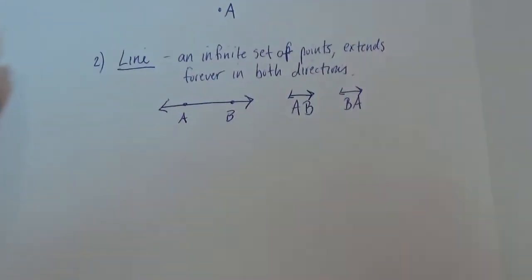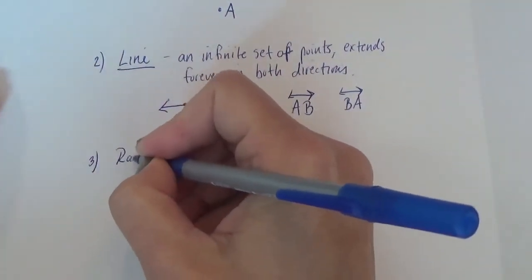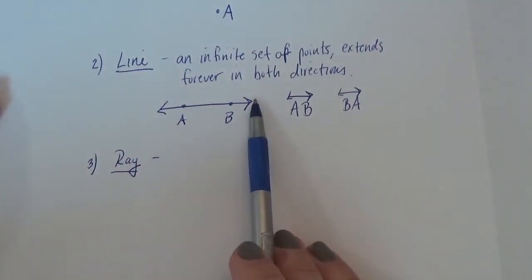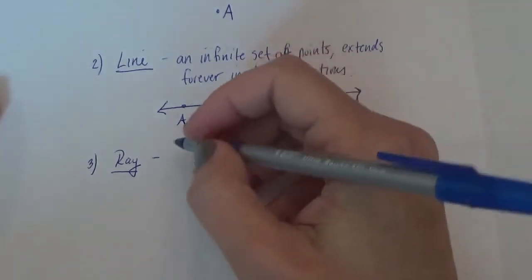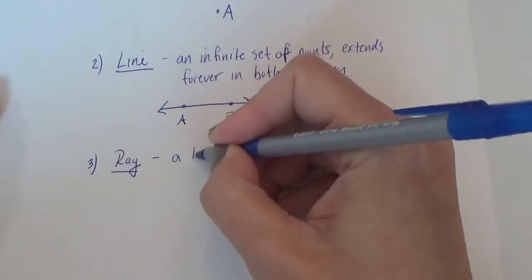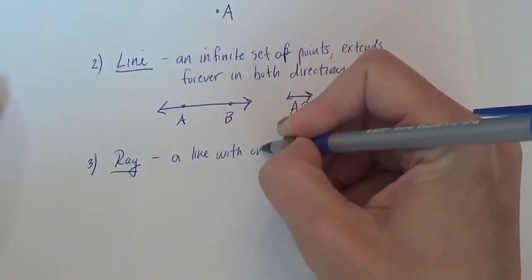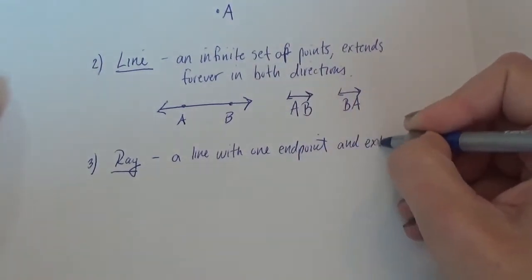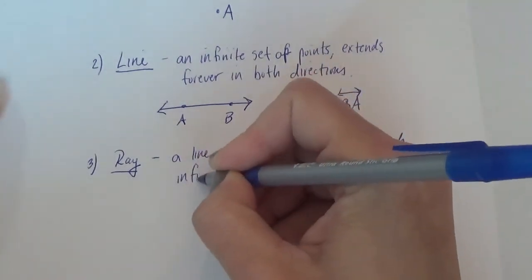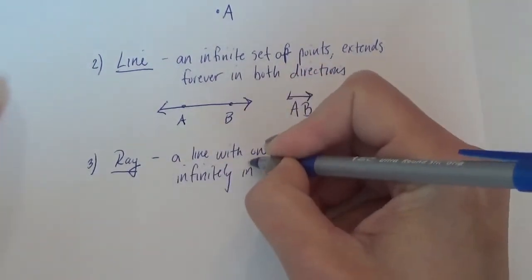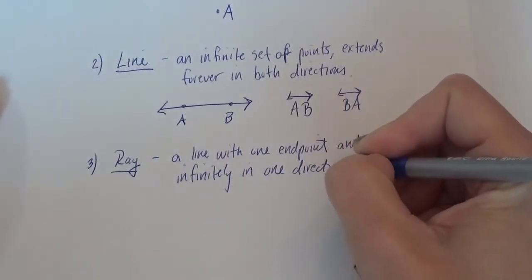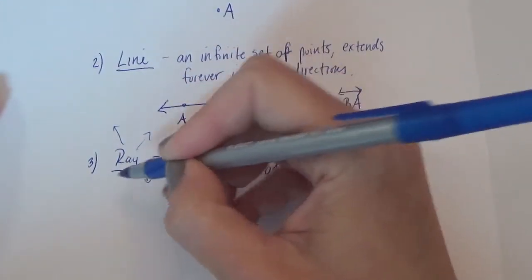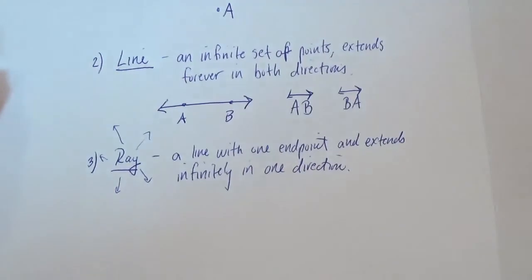All right, next thing is a ray. A ray is similar to a line, but it has one endpoint and then goes forever in only one direction. So a ray is a line with one endpoint and extends infinitely in only one direction. So it's like a ray of sunshine, right? Picture the sun is where it starts and all the rays extend in one direction.